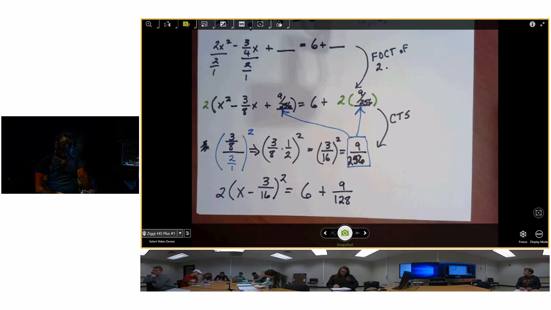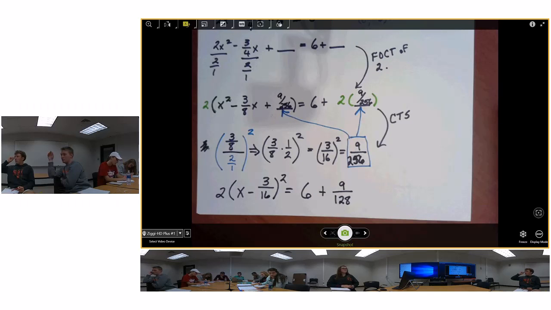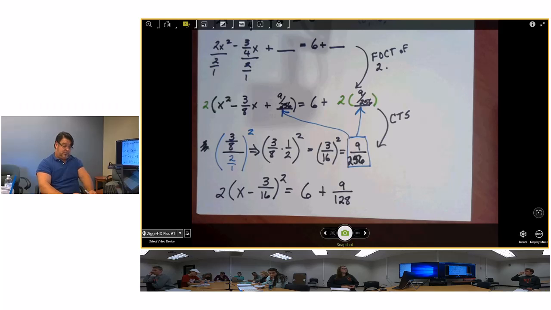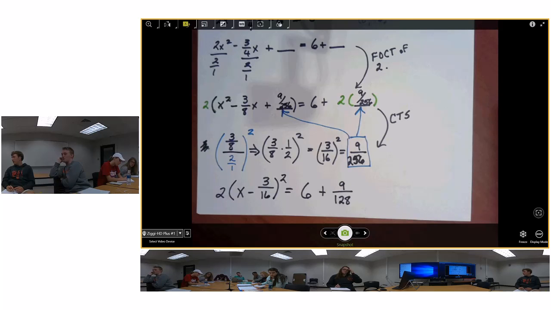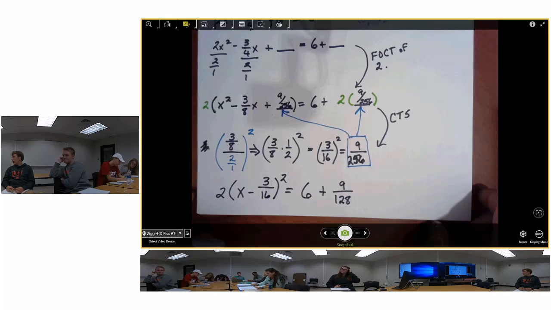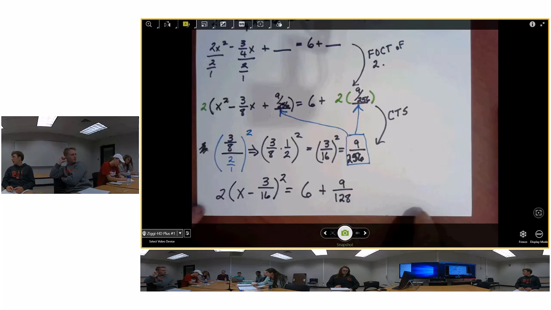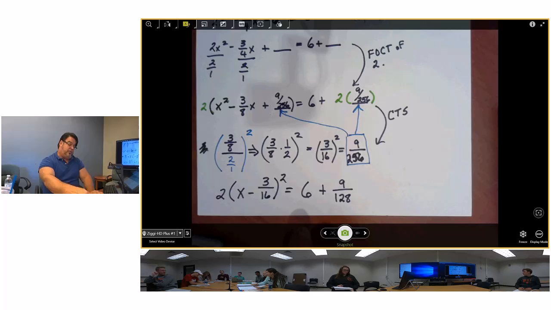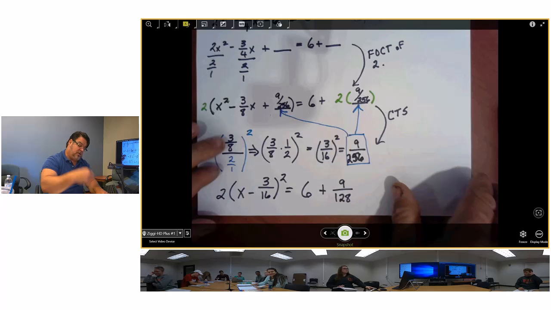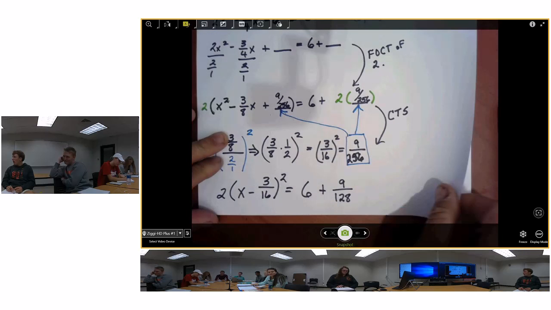Are you sure it's 128, Mr. Hugh? What's 128 times 2? 8 times 2 is 256, yeah, it's 256. Now, I'm going to fold this up. We're going to go to the next page.